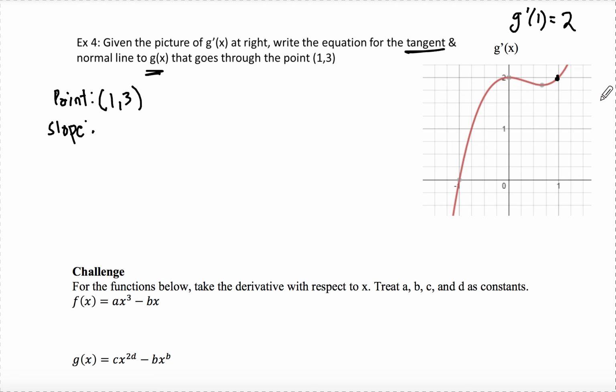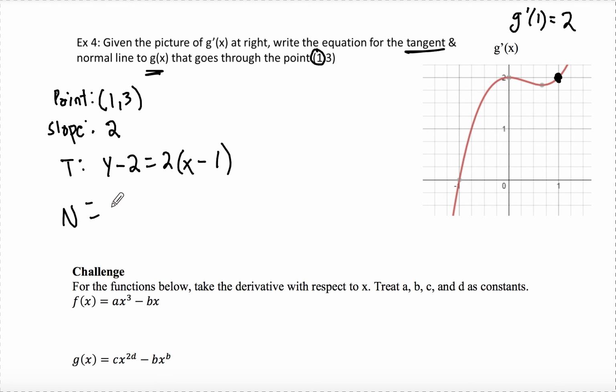So what does that mean? When the x value is 1, the slope of the tangent line is 2. Remember, the derivative, the y value, the output of a derivative graph tells us the slope of the tangent line. So when x is 1, the slope of the tangent line is 2. Not the slope of this graph, but the slope of the tangent line to the original graph is 2. So the slope I now know is 2. My tangent line equation then is y minus the y value of the point equals m times x minus the x value of the point I'm passing through.